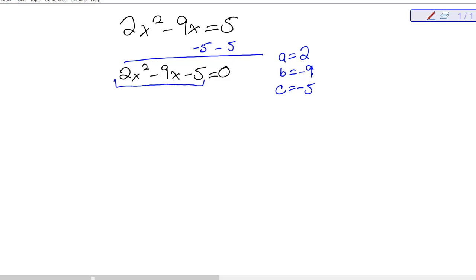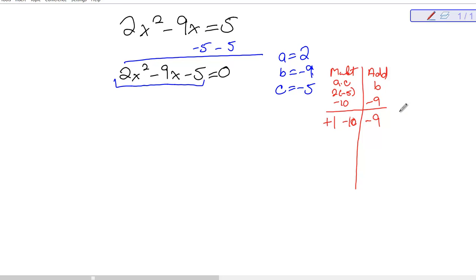Then I'm going to say what multiplies a times c, so that's a 2 times a negative 5, which is a negative 10. So what multiplies to give me a negative 10 and adds to give me my b, which is a negative 9. So I want to multiply to give me a negative 10 and add to give me a negative 9. Well, a positive 1 and a negative 10 will multiply to give me a negative 10, and they will also add to give me a negative 9. So these are my magic numbers that I will use.